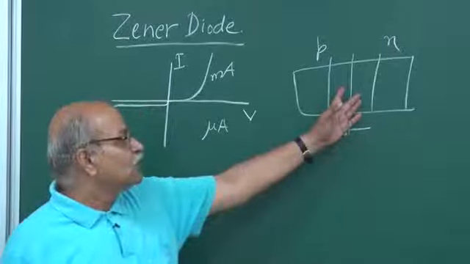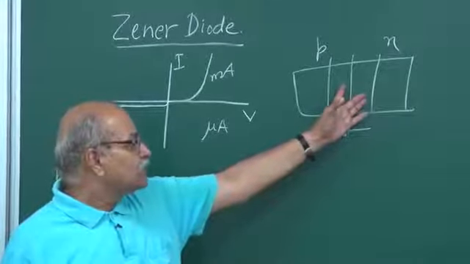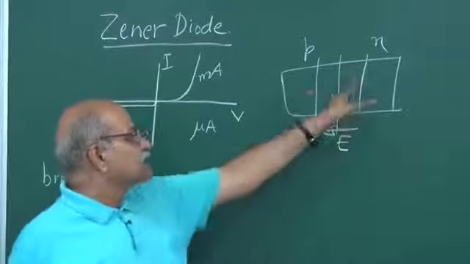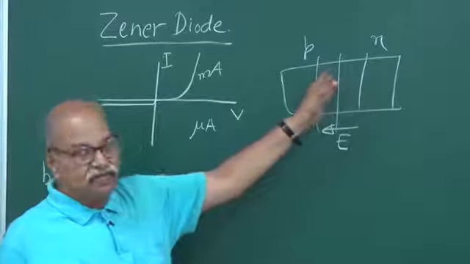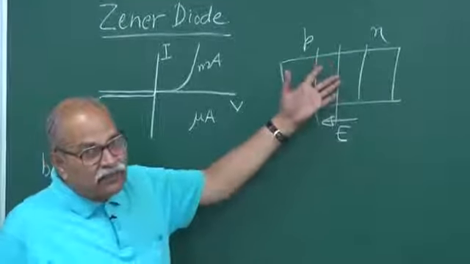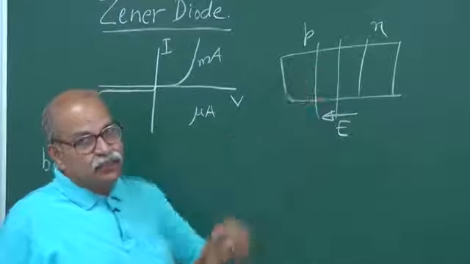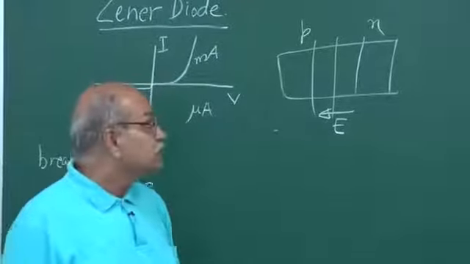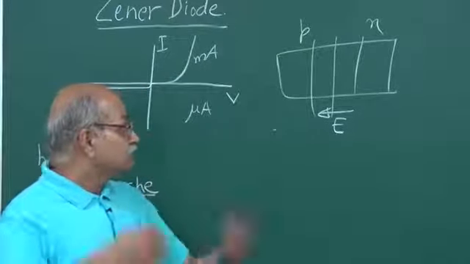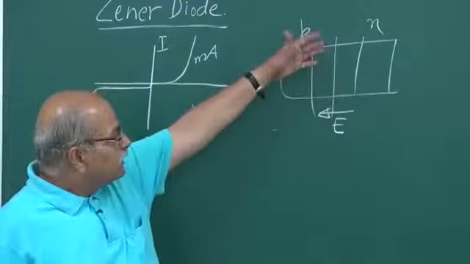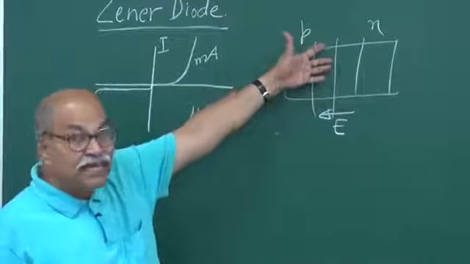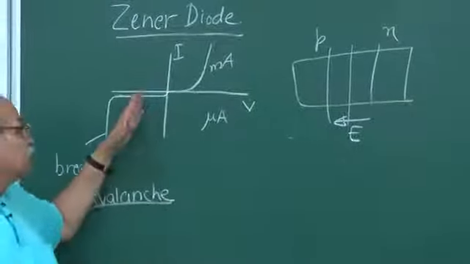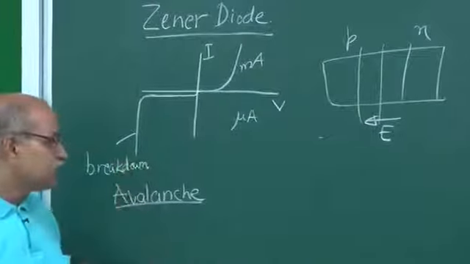And once new electron-hole pairs are created, they are also accelerated by this electric field. So electrons are accelerated towards right, holes are accelerated towards left, and they may also gain enough kinetic energy to break even more of those valence band electrons, and make them free. This way a large number of electron-hole pairs may get produced if this process starts. So that is the breakdown known as avalanche breakdown.